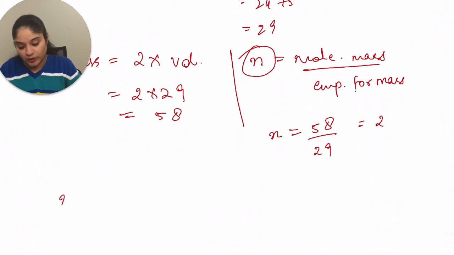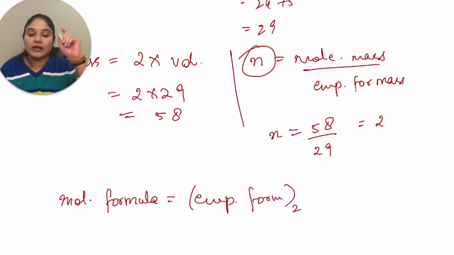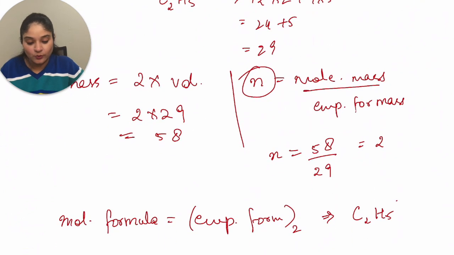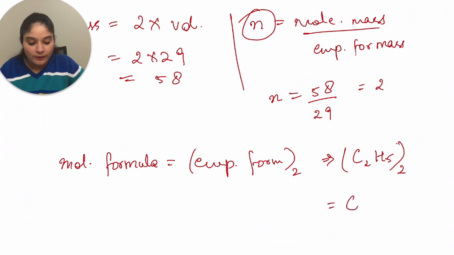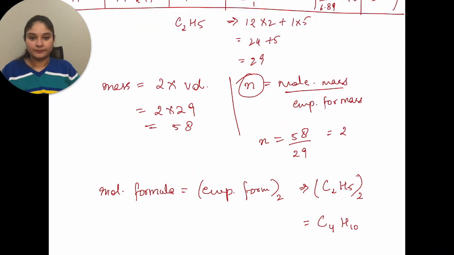Now what is your molecular formula? Molecular formula equals empirical formula, the entire thing multiplied by N, whatever you got. In this case I got 2, so 2. So what will this become? This will become C2H5, right? C2H5 whole thing multiplied by 2. So your molecular formula will become C4H10 and that will be your molecular formula.